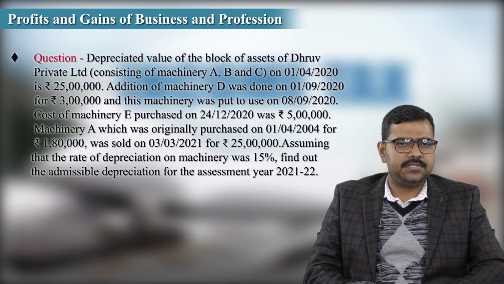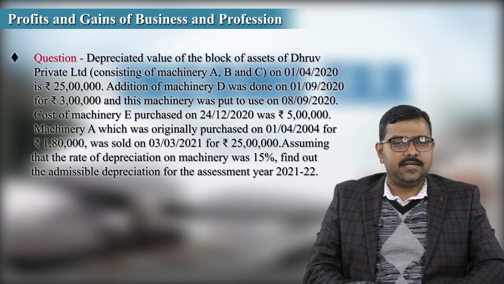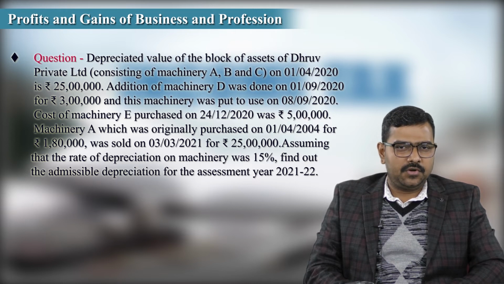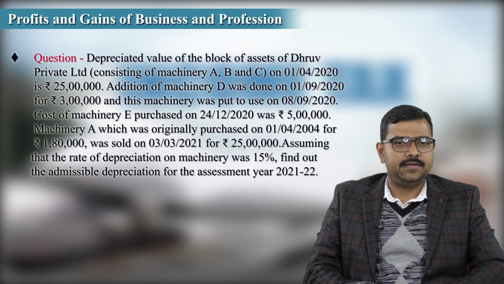Machinery A, which was originally purchased on 1st April 2004 for rupees 1,80,000, was sold on 3rd March 2021 for rupees 25 lakh. So, one asset which was in the beginning of the previous year is also sold for rupees 25 lakh on 3rd March 2021. Assuming that the rate of depreciation on machinery was 15%, find out the admissible depreciation for the assessment year 2021-22.